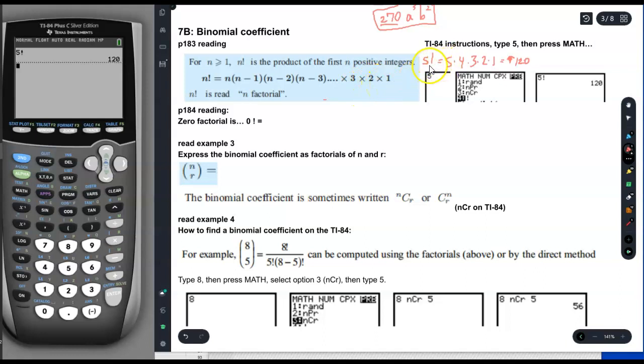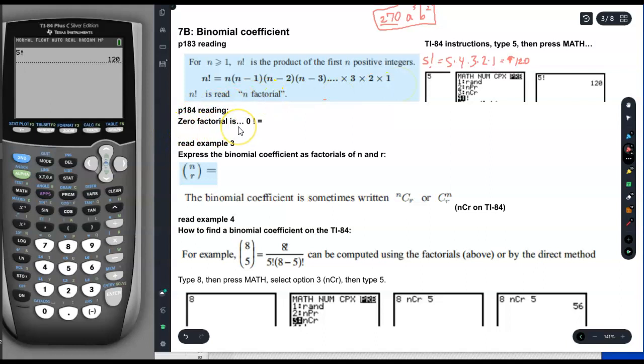Do you see what I did here? 5 factorial is 5 times 4 times 3 times 2 times 1. It's a lot easier to understand when there's a number here. When there's a variable like n, then people have trouble understanding. But basically, you can see that if this was 5, this is 4, this is 3, this is 2, and so on, until you get to 1.